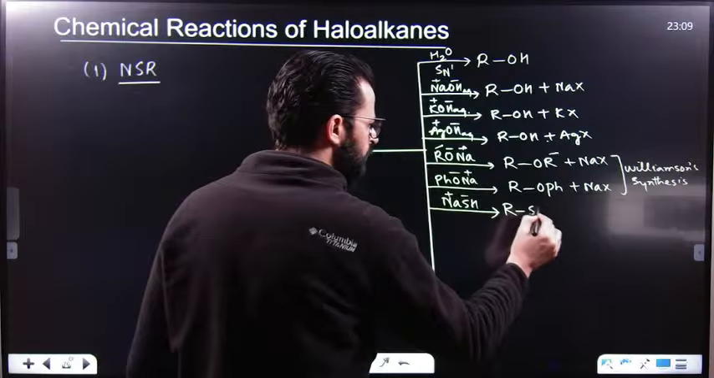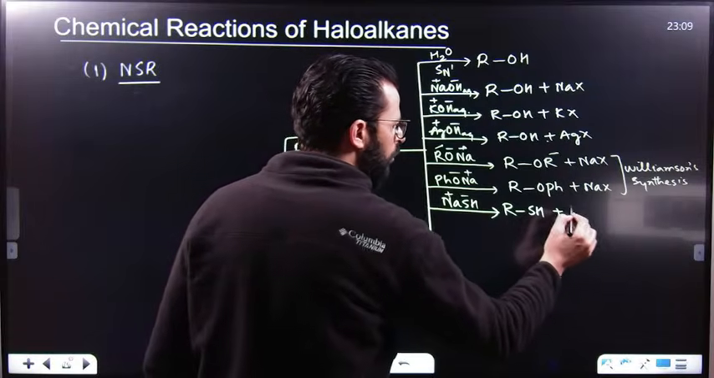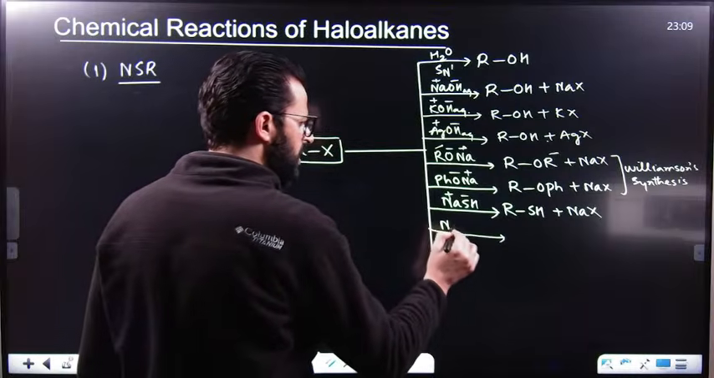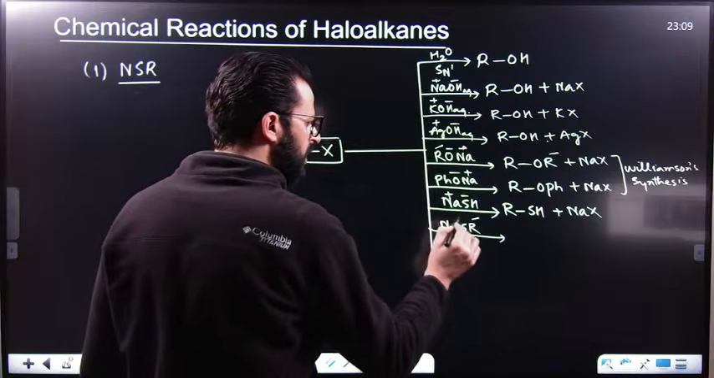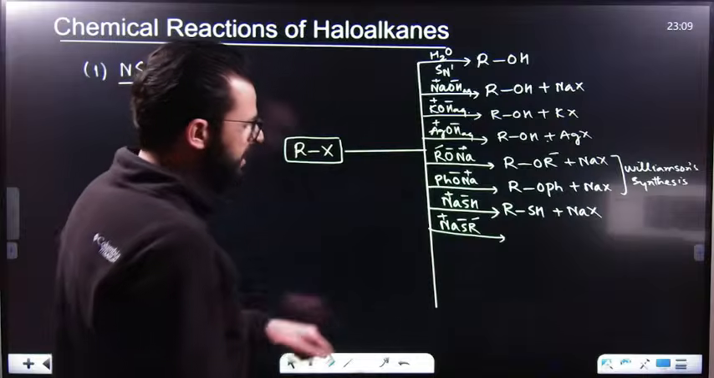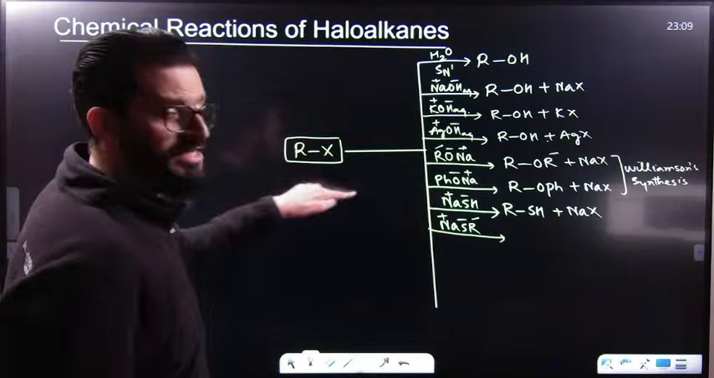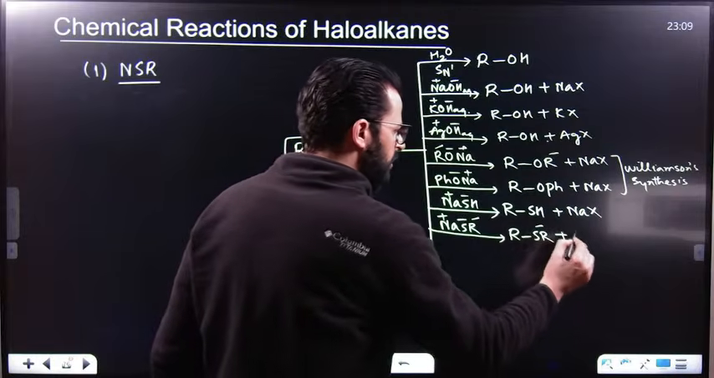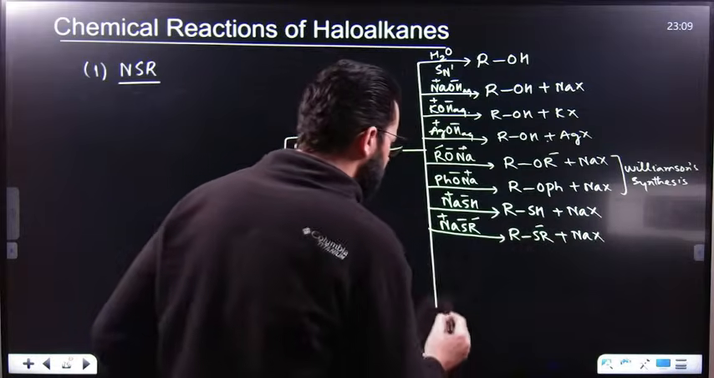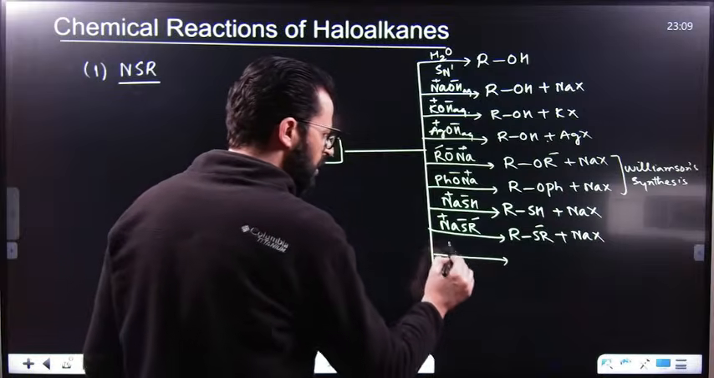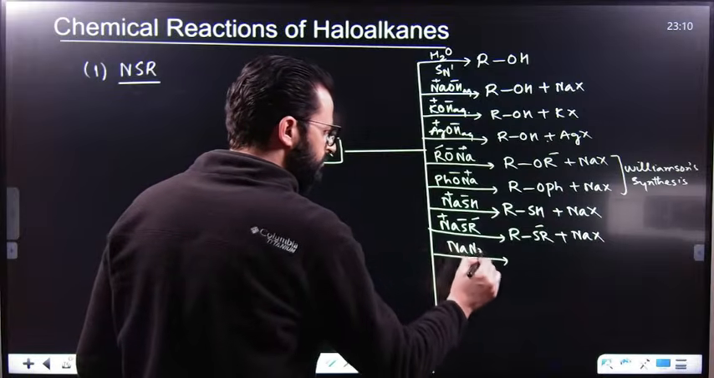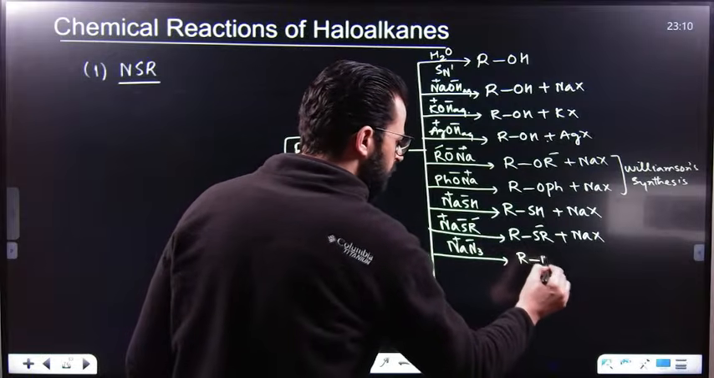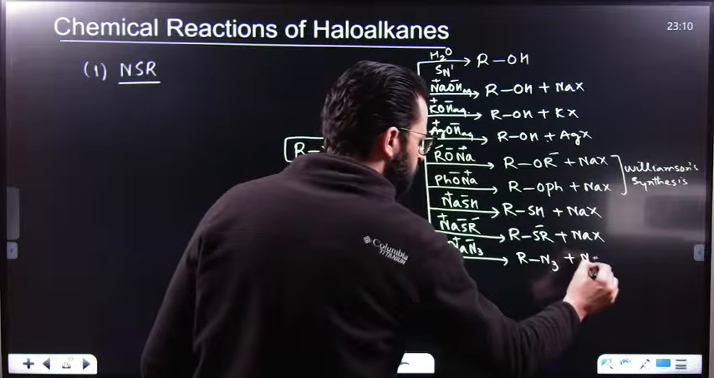So it will result in the formation of RSH, that means thioalcohol, and NaX. Similarly, if you write NaSR, this is sodium mercaptide. Now, the negative part, the nucleophile, will attack, X will leave. So what will be the product? RSR prime and NaX. After that, if you write NaN3, sodium azide, Na positive, N3 negative, it will result in the formation of alkyl azide plus NaX.